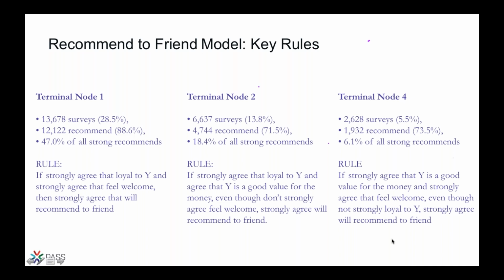And then the third rule you can read over here. Good value for the money, you feel welcome. Even if you're not loyal, you still are likely to recommend to a friend. So these are all 70+% likely to recommend to a friend. And the total of all of these strong recommends is 47 plus 18 plus 6. So that's 71% or so of all those who strongly recommended fit one of these 3 rules. And that's phenomenal. That's almost 3/4 of everyone likely to recommend to a friend represented right here in front of you.